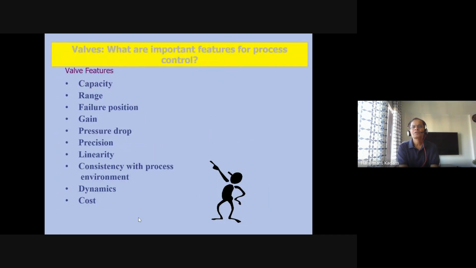What are the important features for process control? Valve features: capacity, range, failure position, gain, pressure drop, precision, linearity, consistency with the process environments, and dynamics and cost. These are some valve features, very important to note.